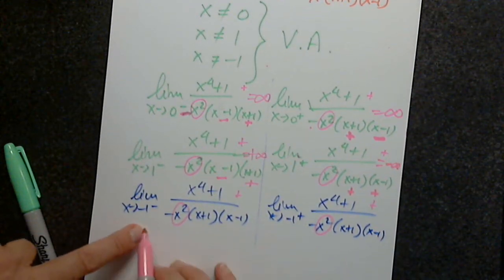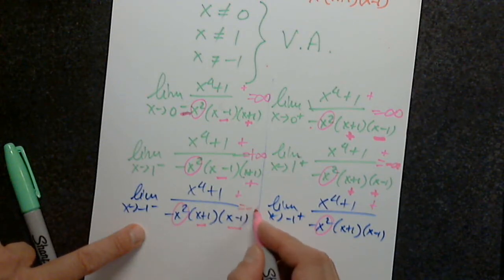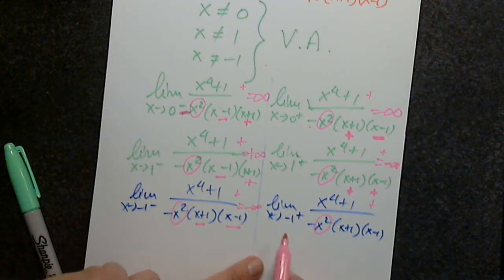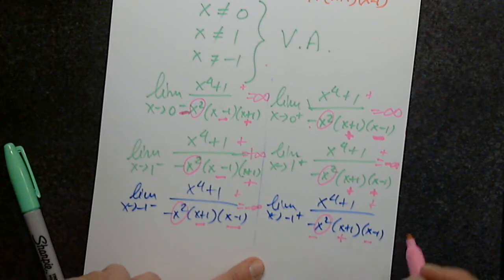Negative 1 from the left, negative 1.1. Negative 1.1, negative 1.1, three negatives. Negative infinity, and negative 1 on the right, negative 0.9. Negative 0.9, positive, negative, negative, positive, infinity.